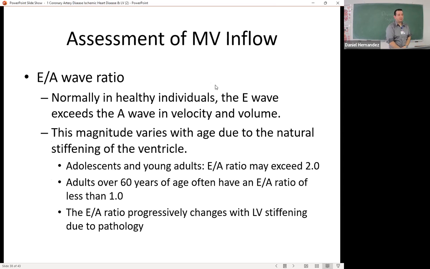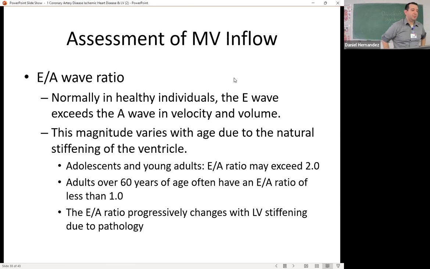So when we're assessing our mitral inflow pattern, we're going to look at our E to A ratio. That's going to be critical for us to determine if a patient has any sort of diastolic dysfunction. We're going to measure our peak E velocity and our peak A velocity, and create a ratio, our E to A ratio.